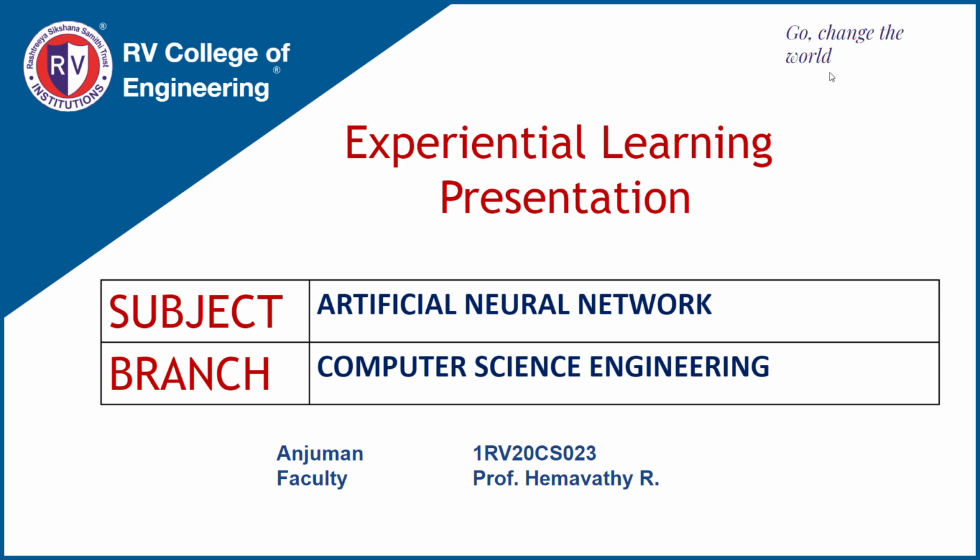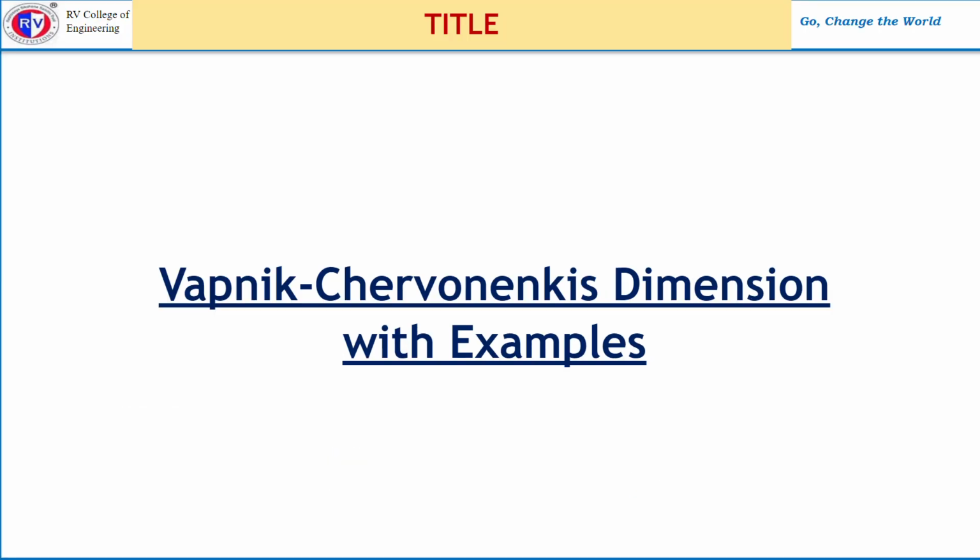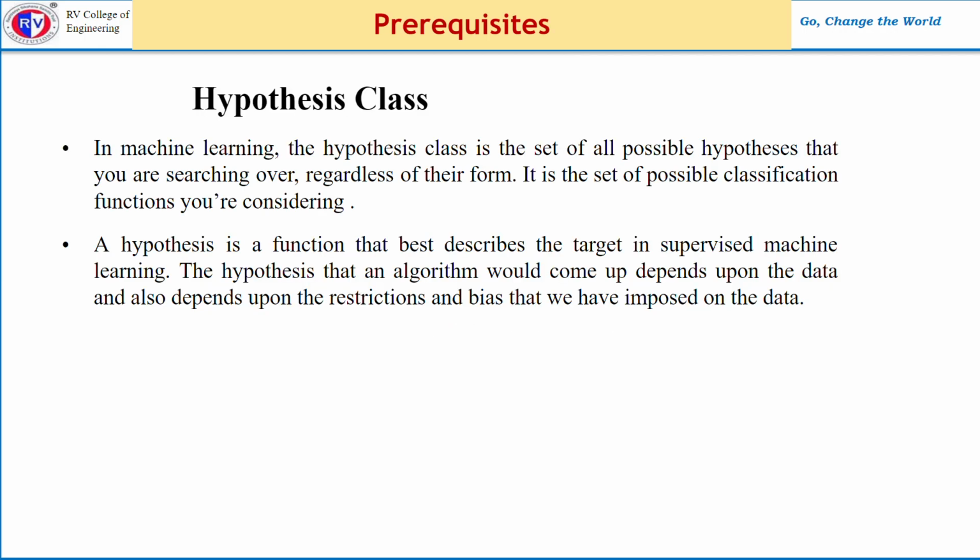Hi, the subject is artificial neural network, and the topic given to me was Vapnik-Chervonenkis dimension, also known as VC dimension. I'll be explaining this topic with three examples in the end. Before that, we'll come to the prerequisites.